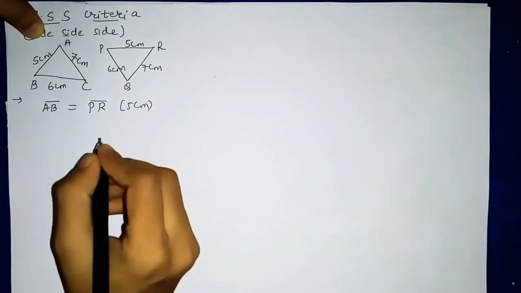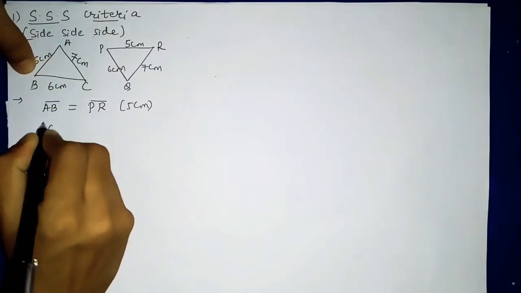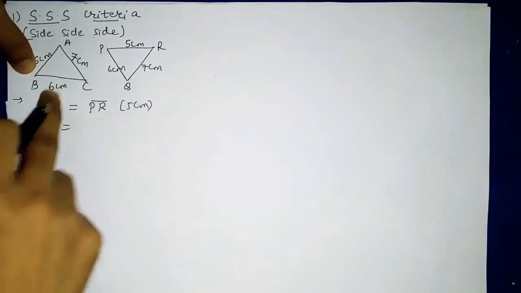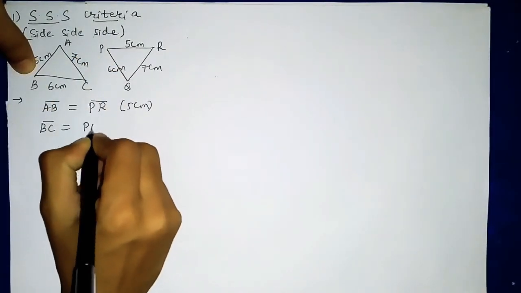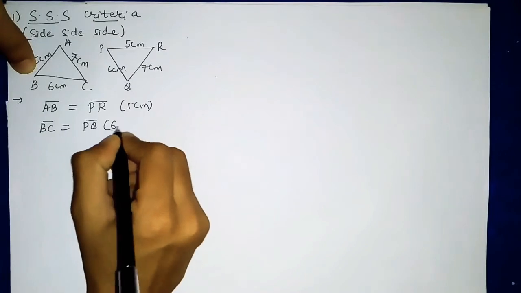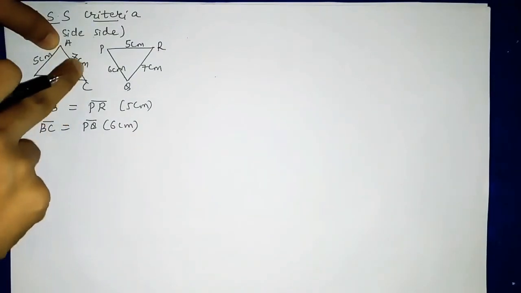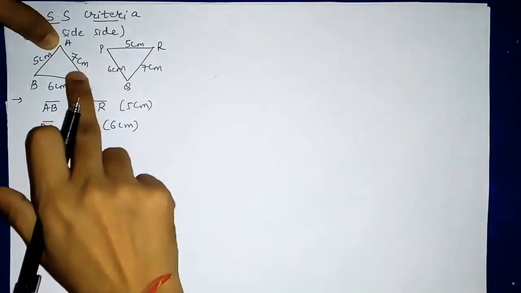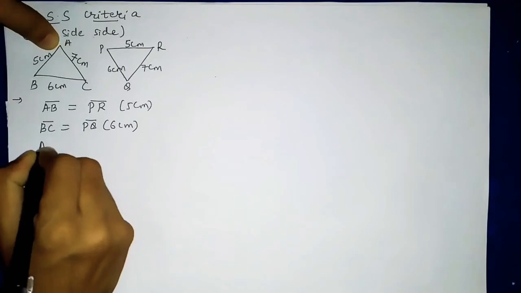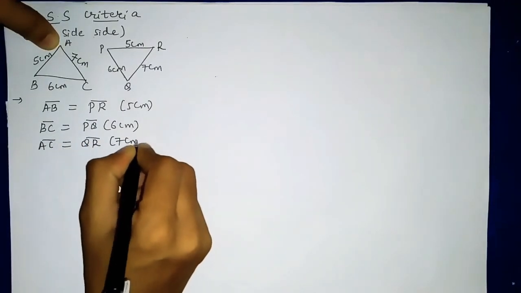Both are 5 centimeter. Okay. Next, BC. So if you see, BC is 6 centimeter and here PQ is 6 centimeter. So BC is equal to PQ and both are 6 centimeter. Okay. Third side, AC for this triangle and QR for this triangle is 7. So this is 7 and this is 7. So AC is equal to QR and both are 7 centimeter.